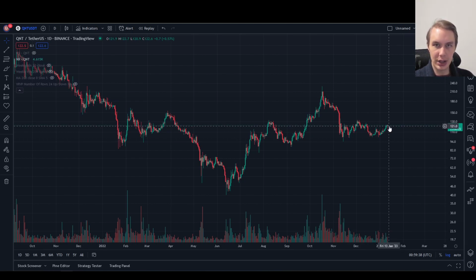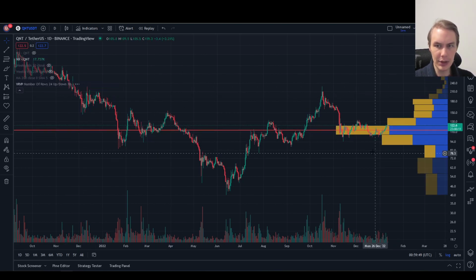Now I think the question on anyone's mind who's looking at Quant is, is it going to just hit resistance here and fall back down? Or could it have legs to go further? So let's talk about that from a few different angles. First thing I want to talk about is just some technicals that we can look at that give us a bit of an idea of where Quant might be expected to go from here.